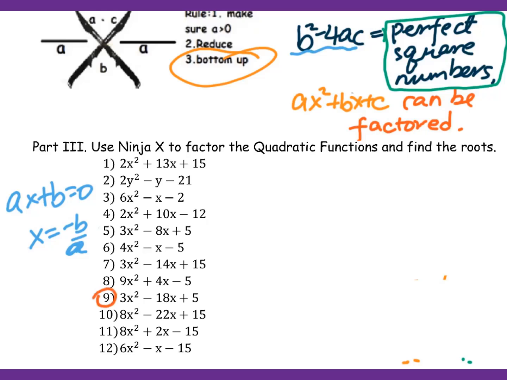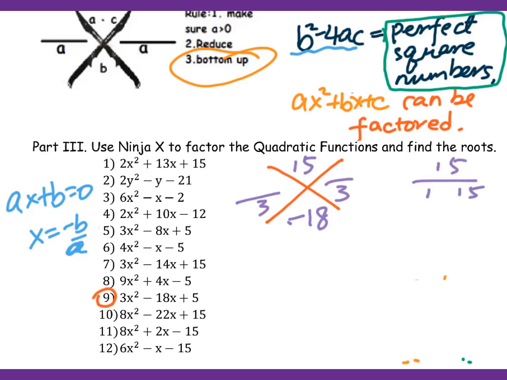For number 9, you will get 15, -18 over 3 over 3. For 15, 1, 15, 3, 5. You cannot get the 18. That means it's not factorable.